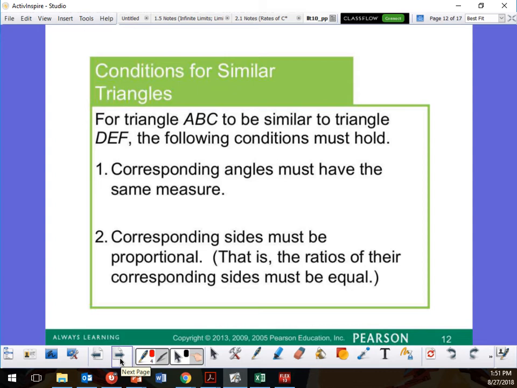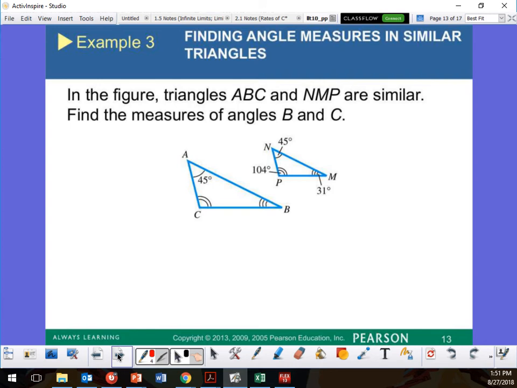Our triangles are similar, so corresponding angles must have the same measure, and corresponding sides are proportional. All right, so these are similar triangles. You did this back in geometry. If they are similar to each other, that means it's the same shape but a different size.